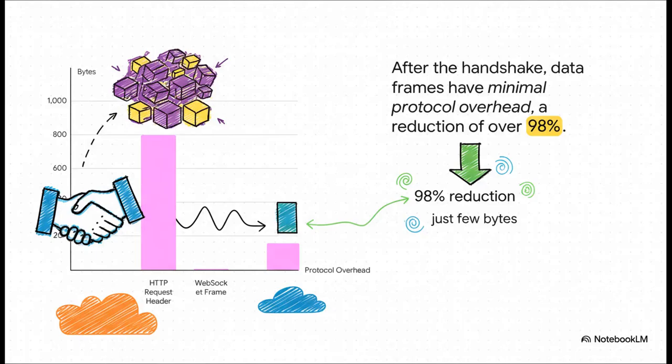And this is why that whole handshake is so incredibly important. Just look at the difference here. A typical HTTP request with all its headers and cookies can easily be hundreds of bytes long. But once that WebSocket connection is open, each little message or frame only has a tiny header of a few bytes. We are talking about a massive reduction in data overhead. That insane efficiency is what makes low-latency communication even possible.